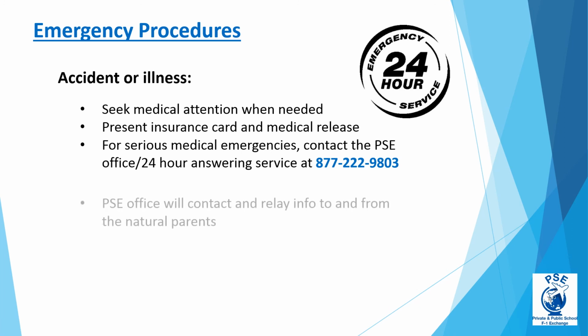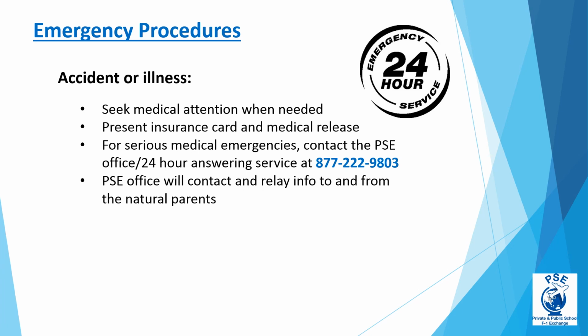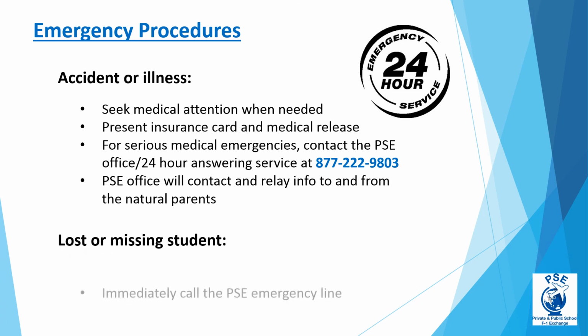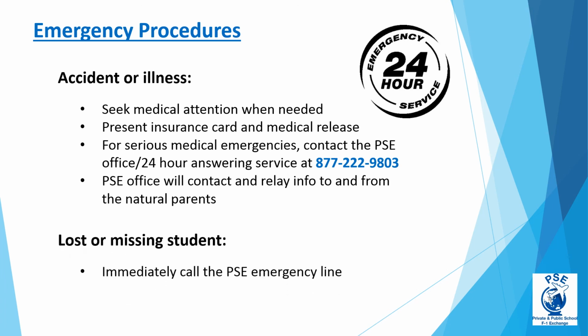877-222-9803. The PSE office will contact and relay information to and from the natural parents abroad. For a lost or missing student, if you receive information that a student is missing or has run away, immediately call the PSE emergency number above. Contact your local law enforcement agency as soon as you have determined the student is missing or has been abducted.